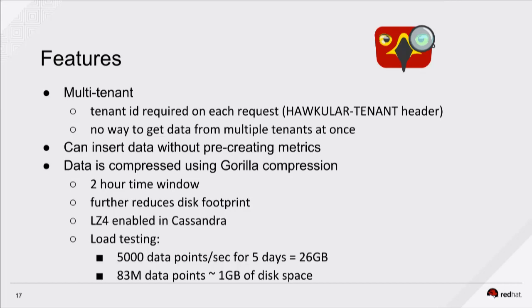Data is compressed 2 levels. First one is done by Cassandra with LZ4. And then on top of that, every 2 hours, we take all the data from a metric and recompress it using Gorilla compression, a paper published by Facebook. So you get that compression twice.